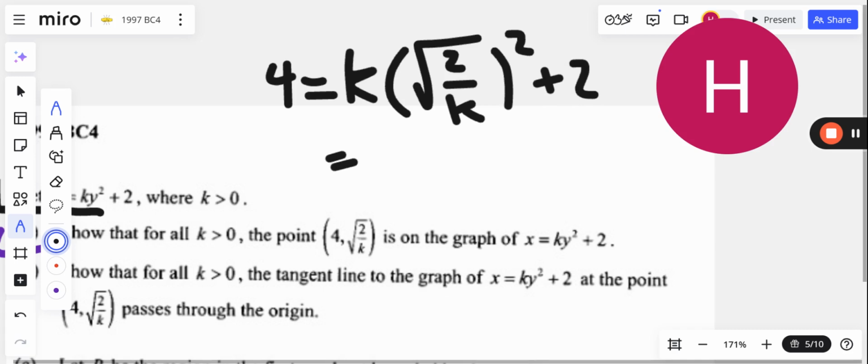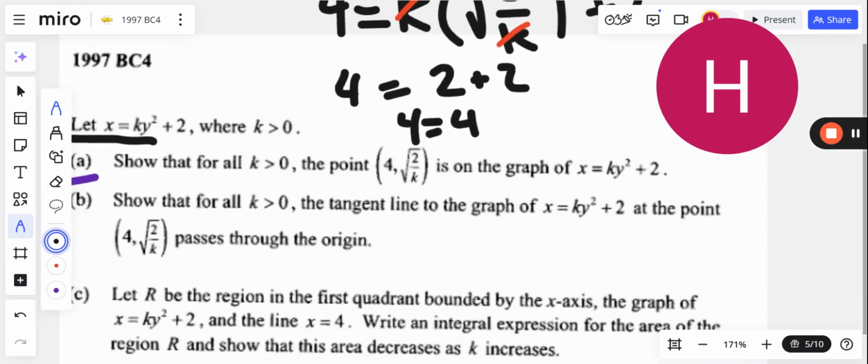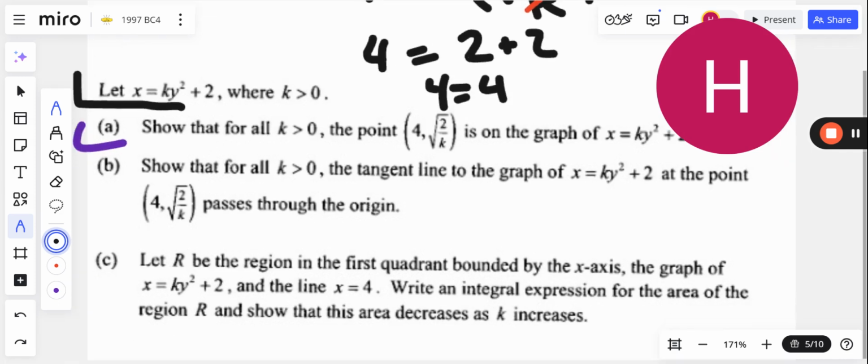squared is just going to be 2 over k. So this is going to cancel the square root, and then the k is going to cancel the k. So we're just going to have 2 plus 2. And 4 equals 4, so therefore it's true. No matter what the k value is, as long as it's positive, this point, 4 comma square root of 2 over k, will be on the graph.